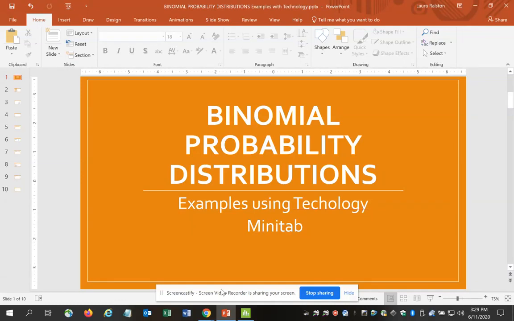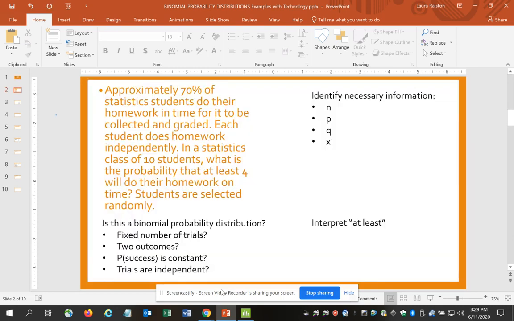In this video, we're going to talk about binomial probability distributions and look at how to use Minitab to help us calculate the probability for a particular event. So the first example says approximately 70% of statistics students do their homework in time for it to be collected and graded. Each student does homework independently.